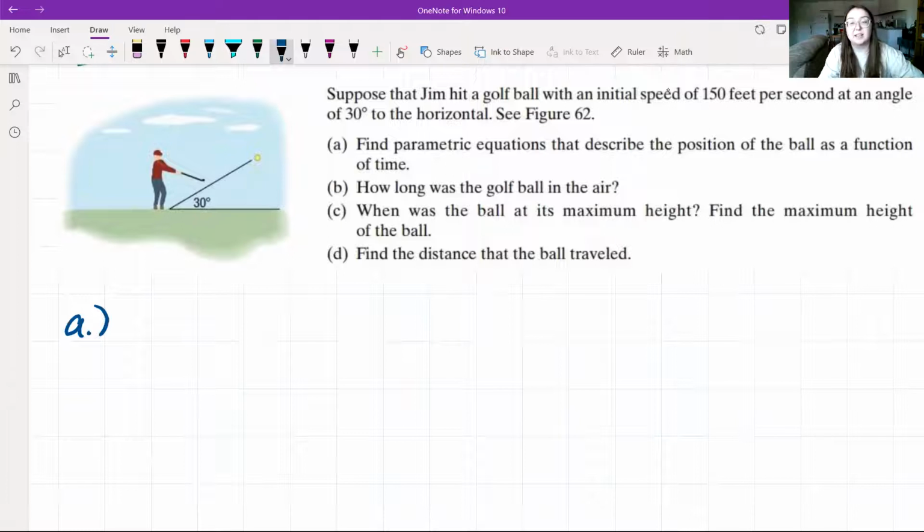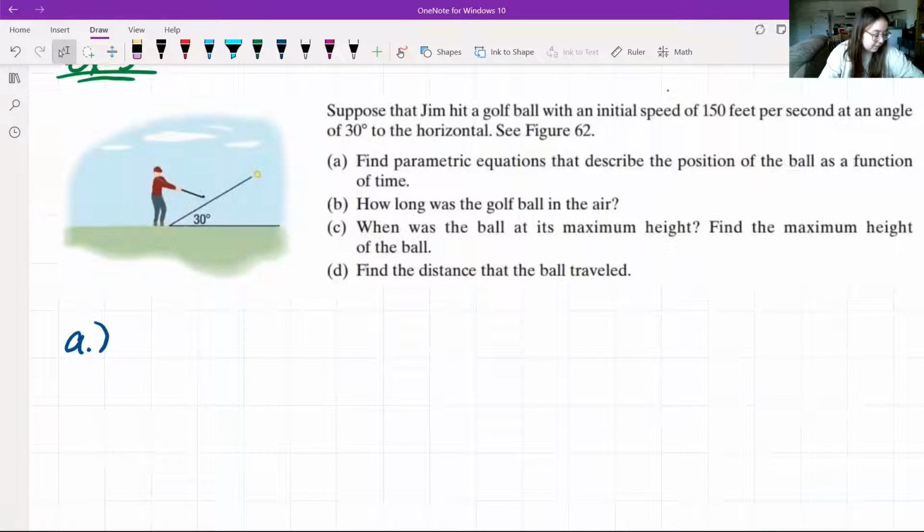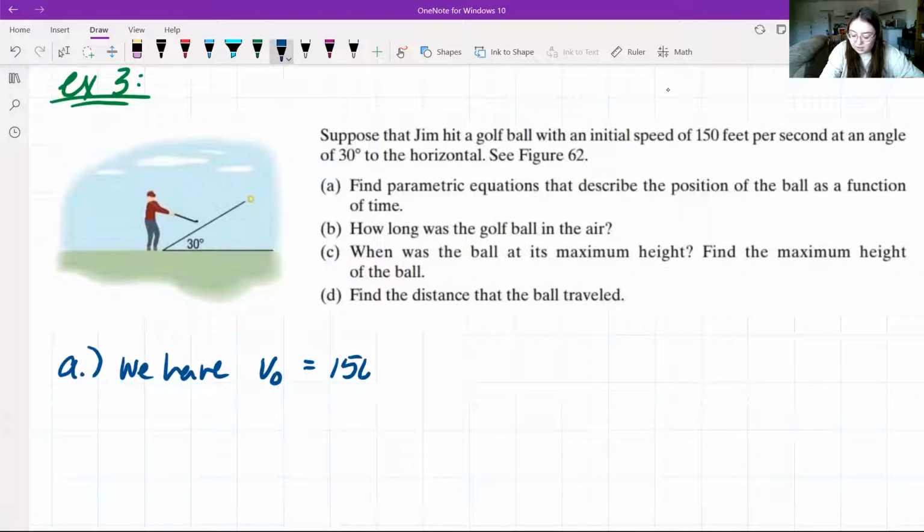Part A is just asking us to define the parametric equations of this situation. We know our parametric equations are going to end up looking like this, so we really just have to go ahead and define all the different parts. For part A, we can define our different variables. In this case, v naught, the initial speed, is 150 feet per second. Our angle, theta, is going to be 30 degrees.